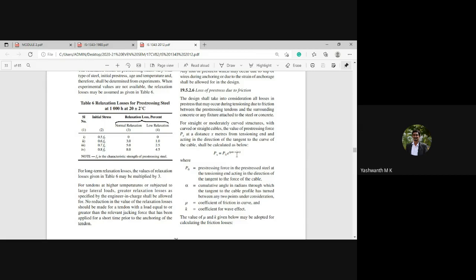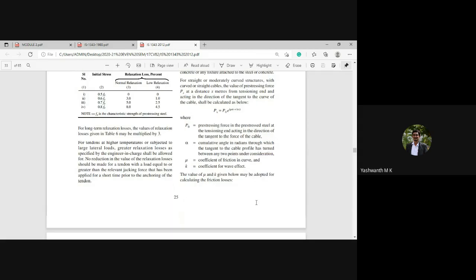This has been discussed in the last session. Px is equal to P naught multiplied by exponential of minus (mu alpha plus Kx), where P naught is the pre-stressing force in the pre-stressed steel at the tensioning end acting in the direction of the tangent to the curve of the cable, or I can say it is the initial pre-stress in the cable. Alpha is the cumulative angle in radians through which the tangent to the cable profile has turned between any two points under consideration. Mu is the coefficient of friction in the curve, and K is the coefficient for wave effect, that is wobbling.